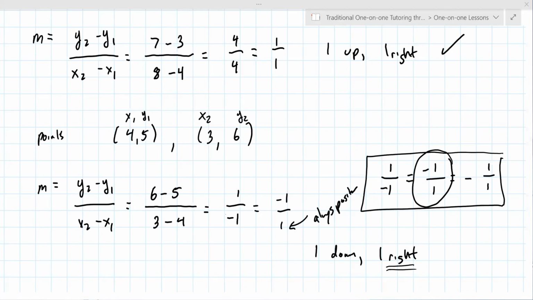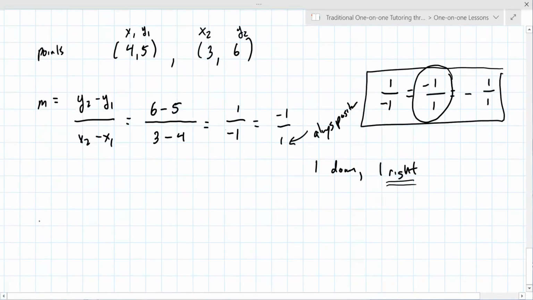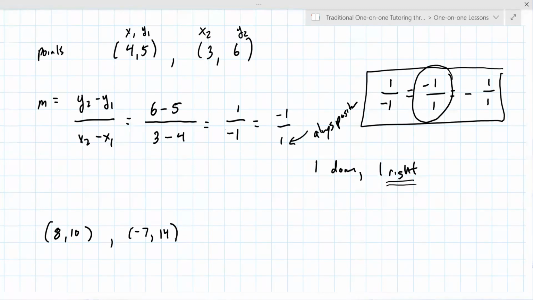All right, just got that down. So let's try another one here. 8 comma 10 are your points, and then -7 comma 14. So then 8, 10, -7, 14: x1, y1, x2, y2.